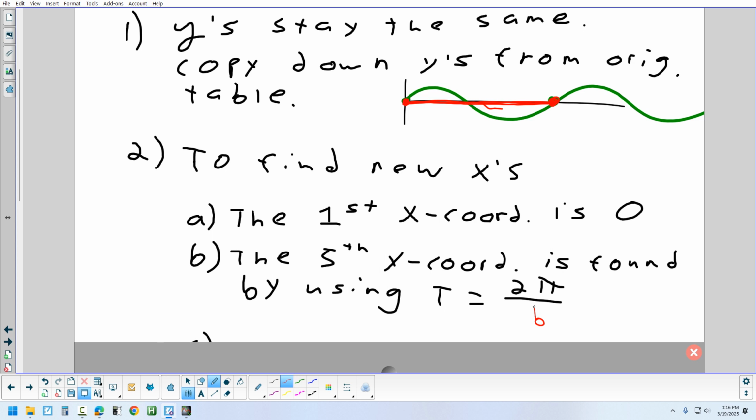So once we get to step B, you're going to have something like this. You're going to know where it starts. You're going to know where it stops. The next thing we're going to find in part C is the middle. Now remember, all the points are equally spaced.